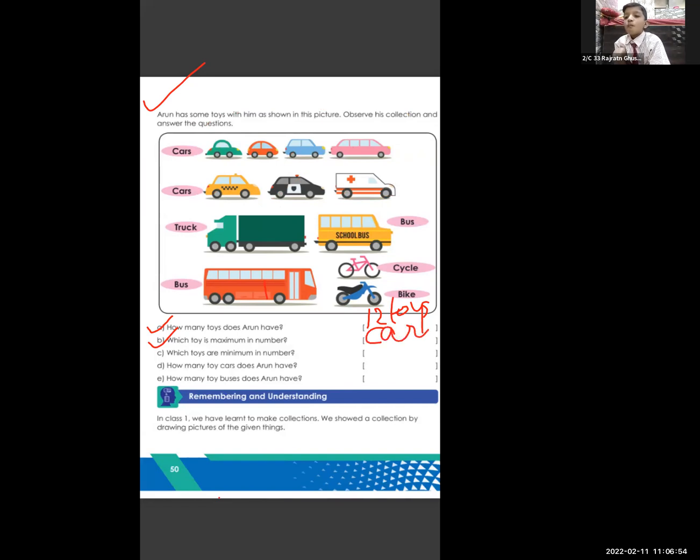Understood? Now next I am meeting another student. That student name is Parth Patil. Yes, teacher. Okay, Parth, you have to read the question number C.